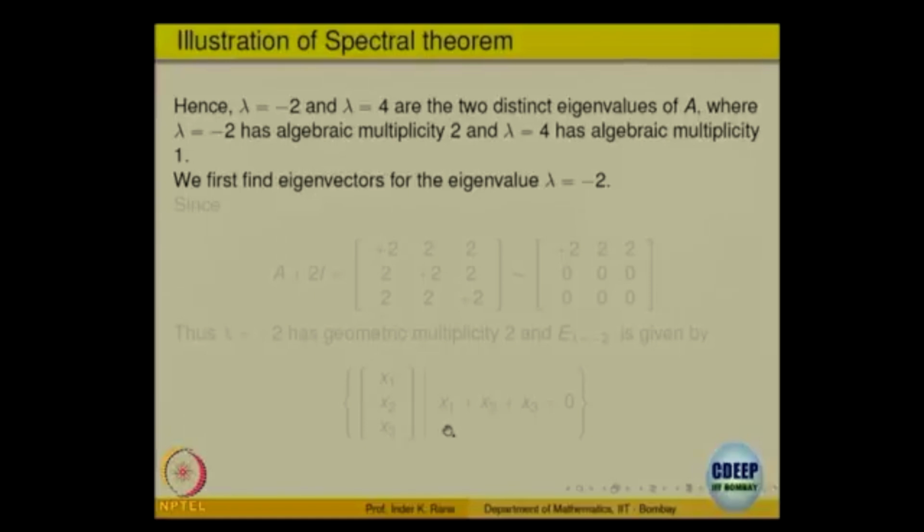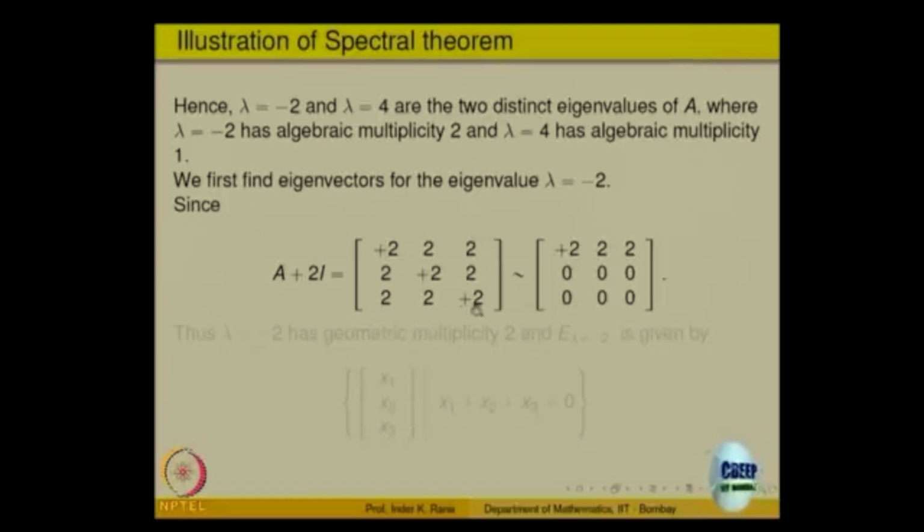So look at A minus lambda I, so that is A plus 2I, right. That is easy to reduce to row echelon form. So that gives you 2, 2, 2 and 0, 0, 0. So what is the rank of this matrix? That is 1. That means the nullity is equal to 2, right. That means there are going to be 2 linearly independent solutions for this eigenvalue lambda equal to minus 2.